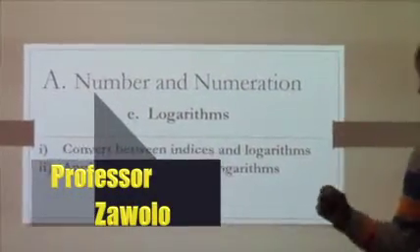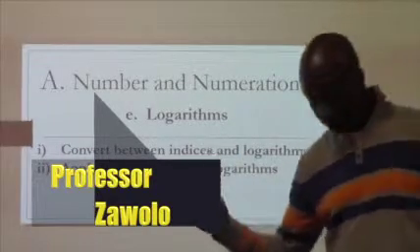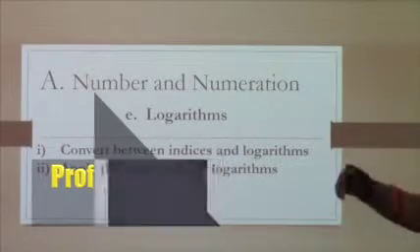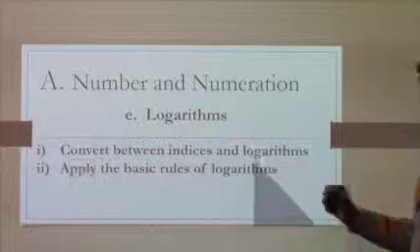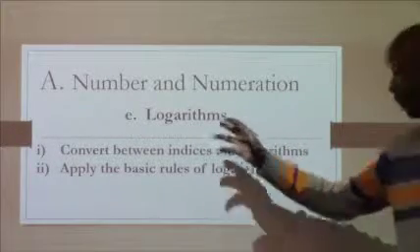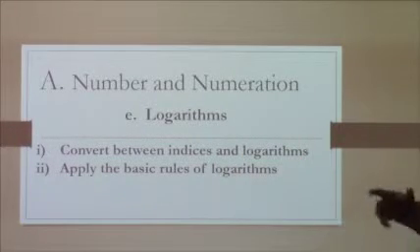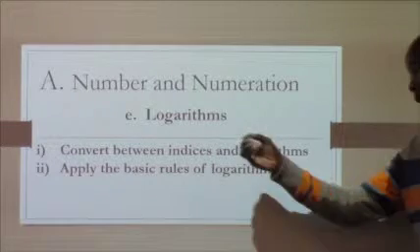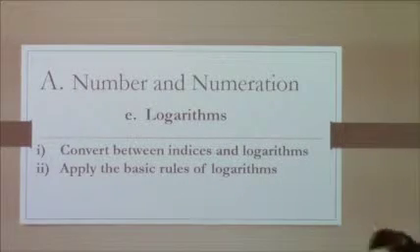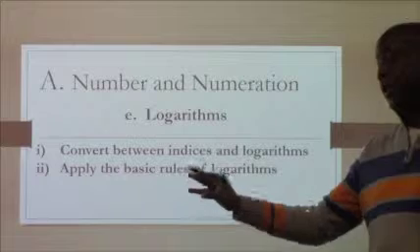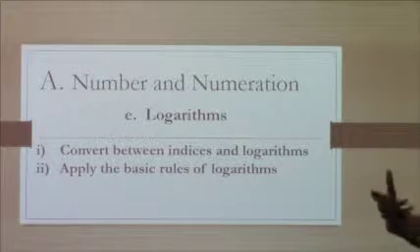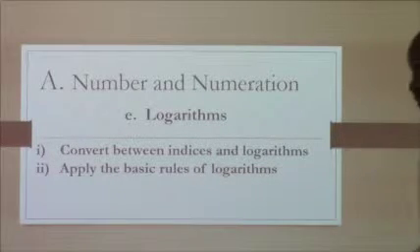Today we're going to be going over another section of the West African Examination Council Senior Secondary School Examination Mathematics for Liberian Schools. We will go over another section of the number and numeration section, section E, which is on logarithms. Today we're going to focus on two key objectives: learning how to compare between indices and logarithms, and how to apply the basic rules of logarithm to simplify and evaluate logarithmic expressions.